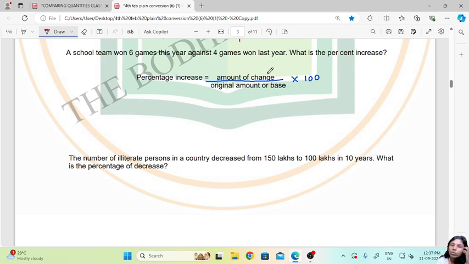So here amount of change is basically like if there is a certain increase that is happening, say from 100 we went to 200 rupees. So how much change? That is the difference between 200 and 100. So that will be 100. 100 rupees has increased. So that is the amount of change that has occurred. Upon the original amount is how much? 100 only. So 100 upon 100 into 100.